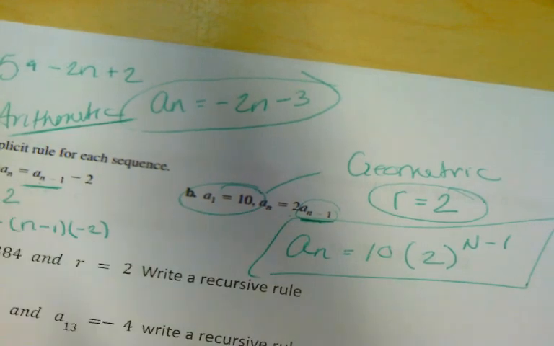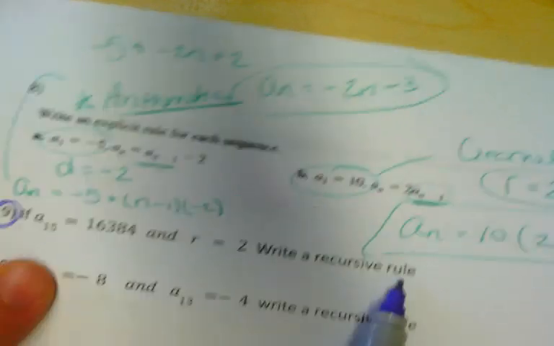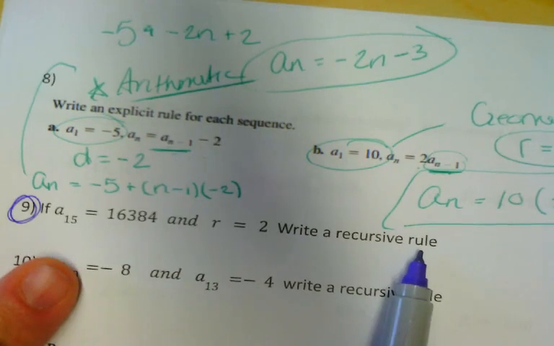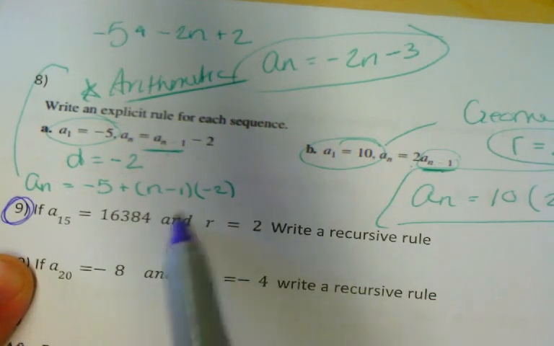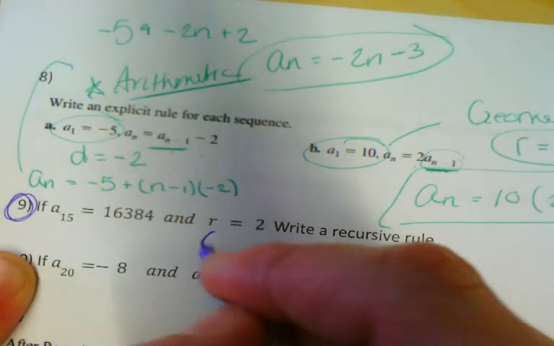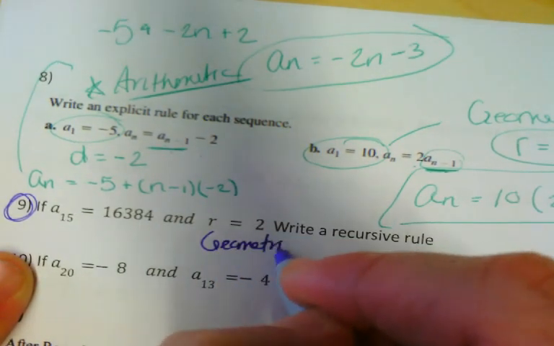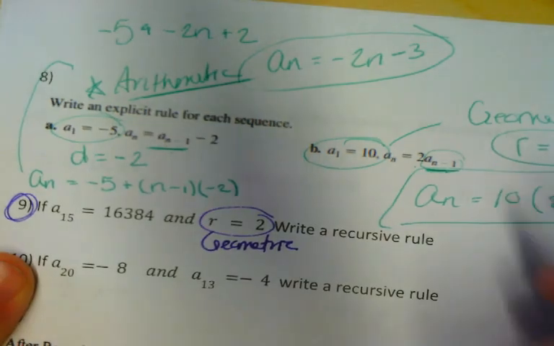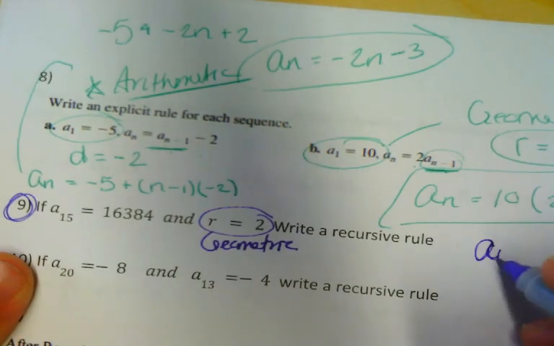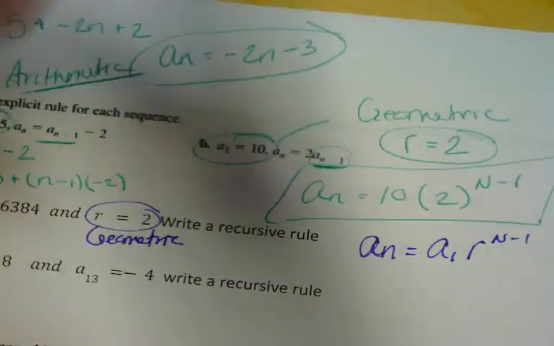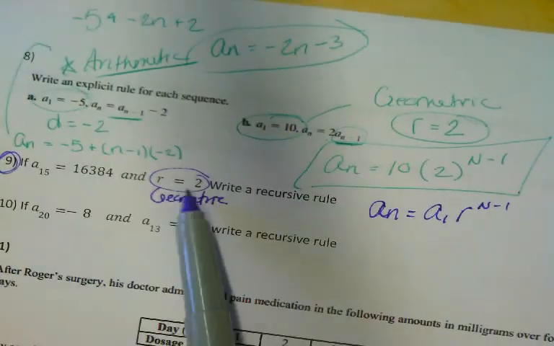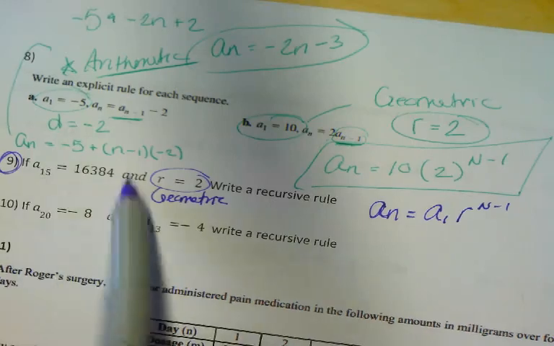Number 9. They say write a recursive rule. When I'm writing the recursive rule, I need what I'm doing and a sub 1. Right now, I definitely don't have a sub 1, but I do have this r equals 2. Is this geometric or arithmetic? Geometric. Obviously, the ratio is 2. All I can really do is start with the formula. A sub n equals a sub 1 times the ratio to the n minus 1. Clearly, I can plug a 2 into the r, the ratio. And all I have is this number, so I'm going to have to use it.